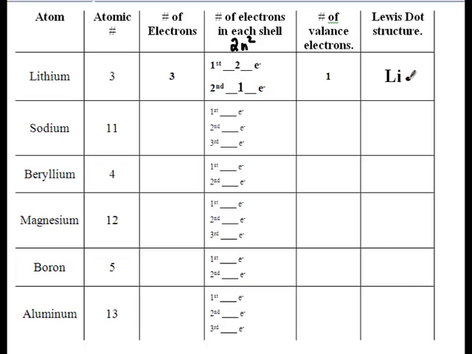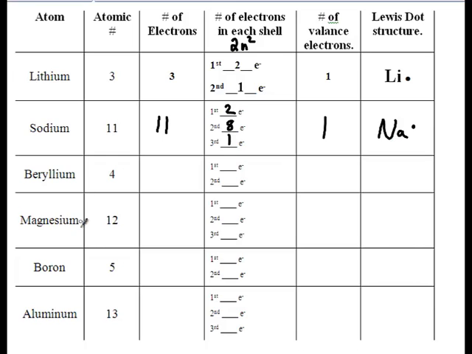Let's look at sodium, which has 11 electrons. First energy level can hold 2. Second can hold 8. And I've got 1 last energy level here. So that gives me 1 valence electron. And so when I do the electron dot diagram, I've got 1 valence electron. Again, I wouldn't necessarily have to go through all these steps of getting there. I could just look at my periodic table, recognize it's in group 1, and say it has 1 valence electron.